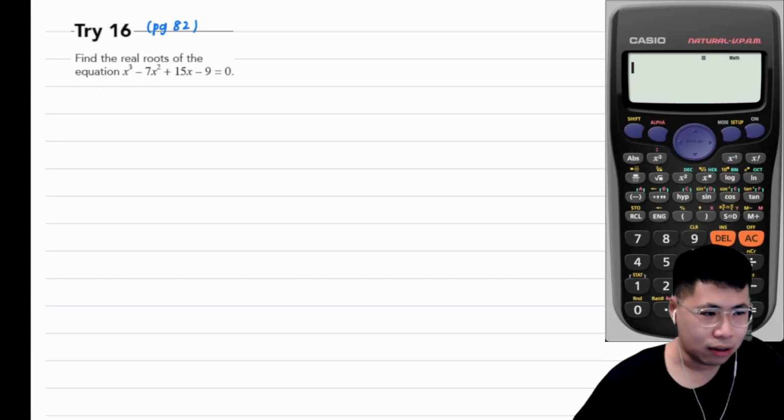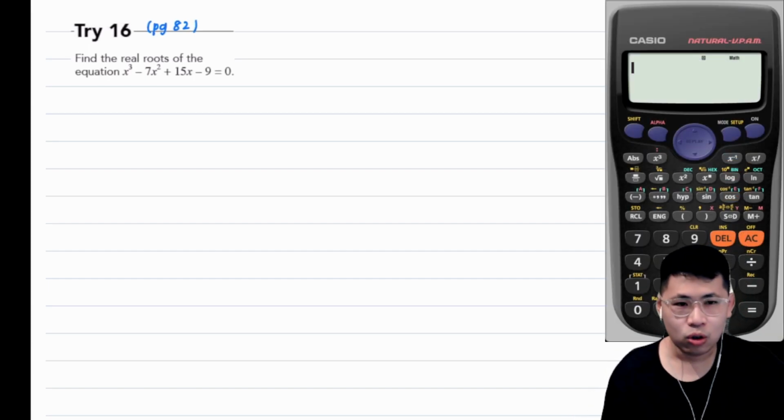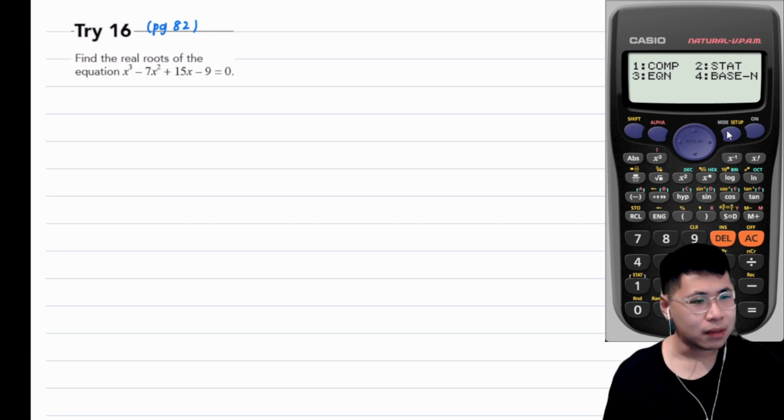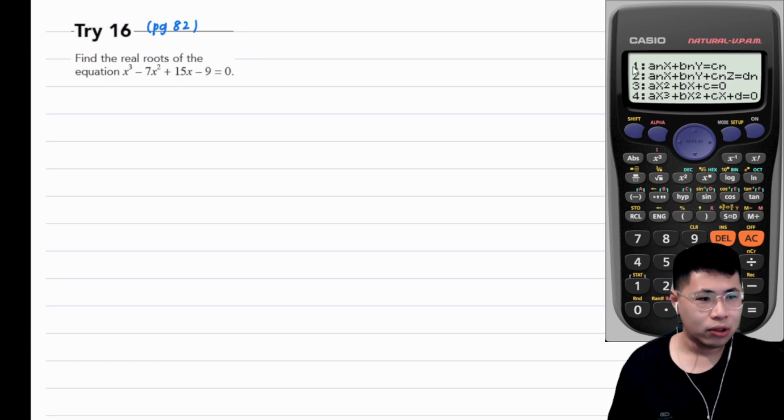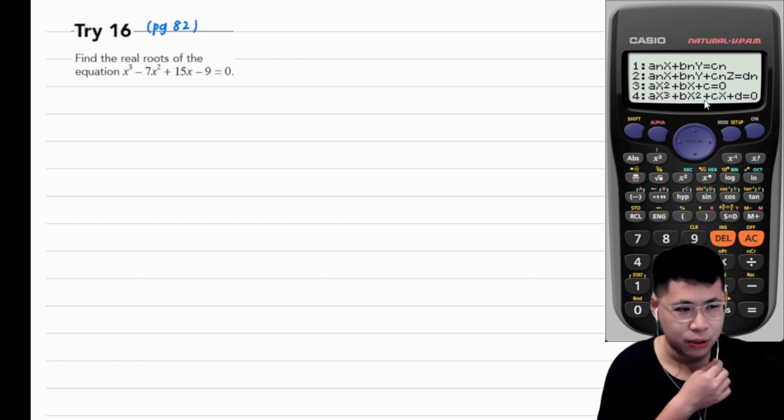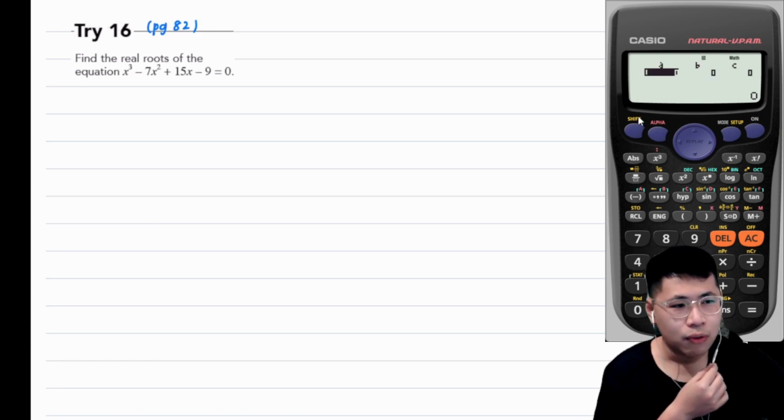So let's take a look at our calculator over here. We can go into mode. Let's take a look at the equation. Number 3, equation. 1, 2, 3, 4. 4 is the one that looks like a cubic equation over here. So let's go into 4. We need to key in the coefficients of a, b, c, d.